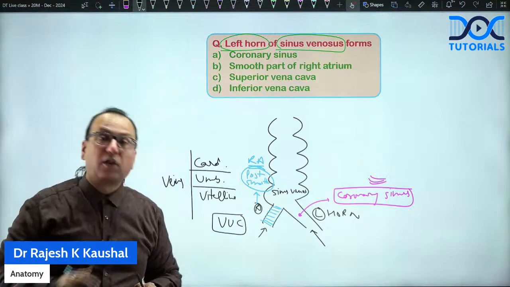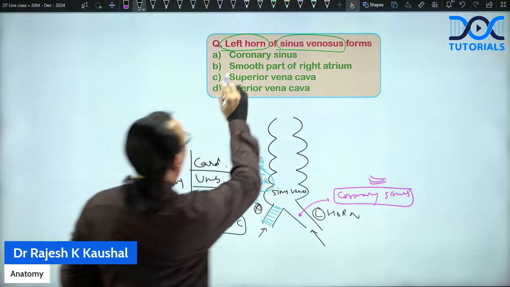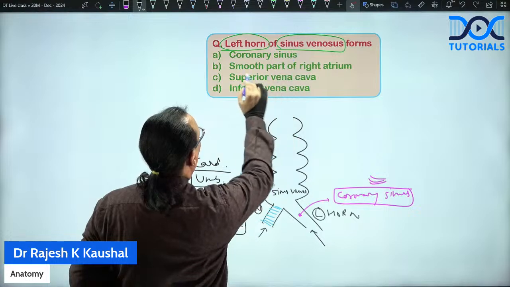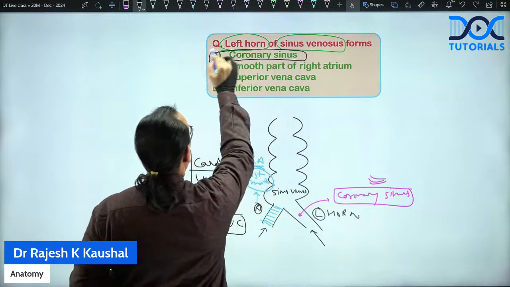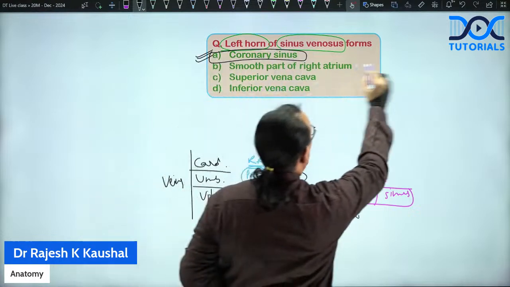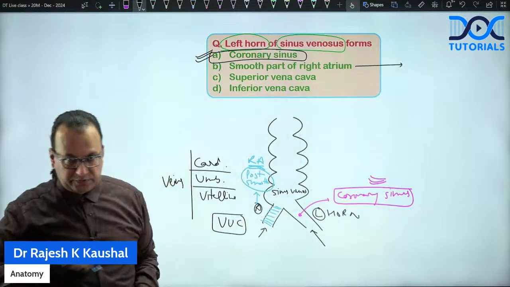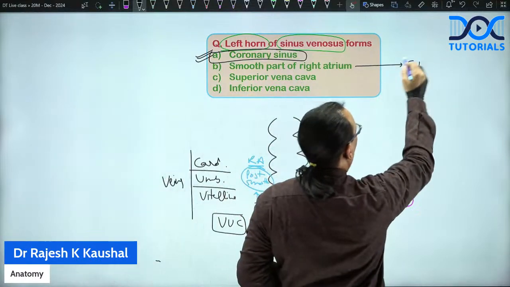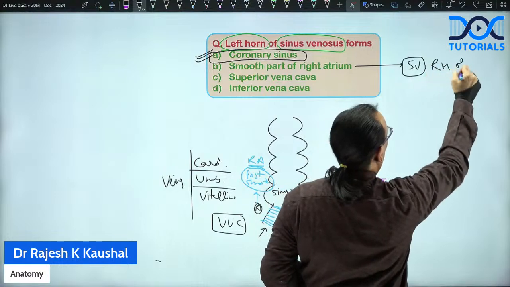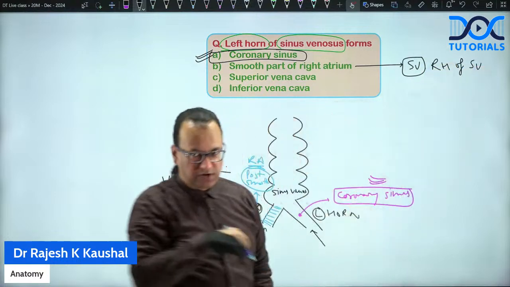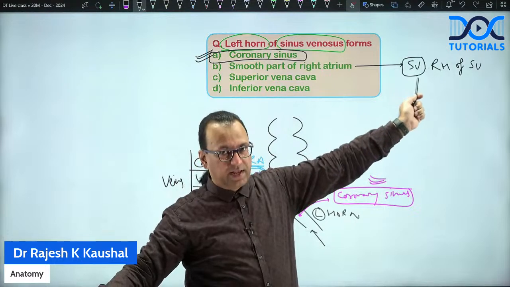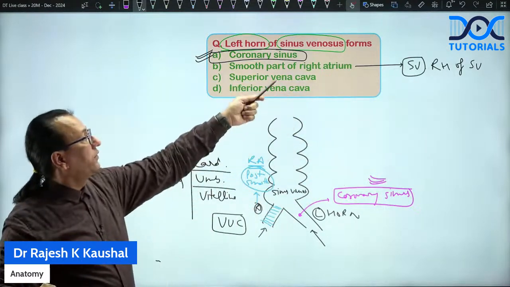The left horn of sinus venosus, we already told, will become very small and will form the coronary sinus. And who will form the smooth part of the right atrium? The smooth part of the right atrium, which is also called sinus venarum, is formed by the right horn of sinus venosus. It will form sinus venarum, which is the posterior smooth part of the right atrium.